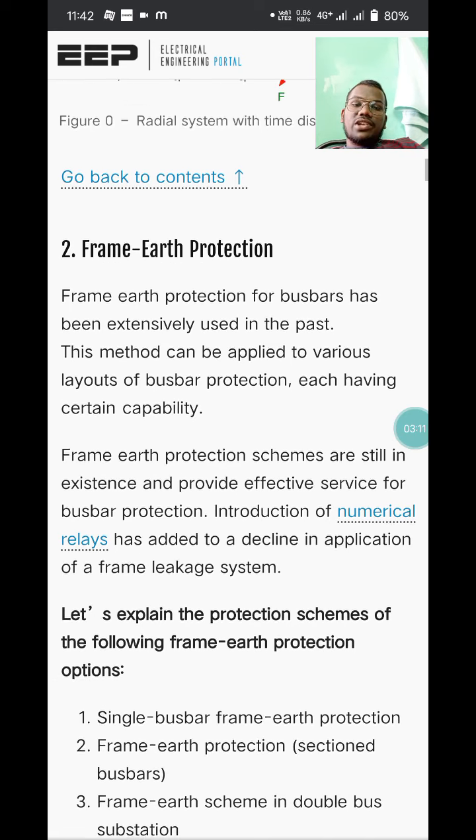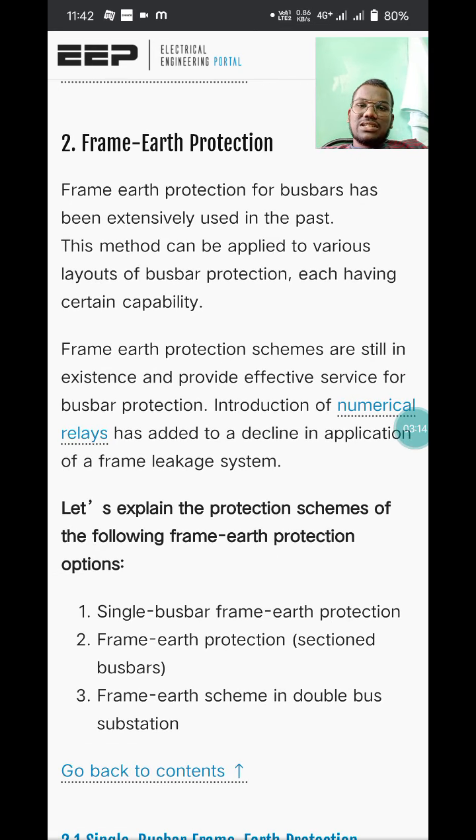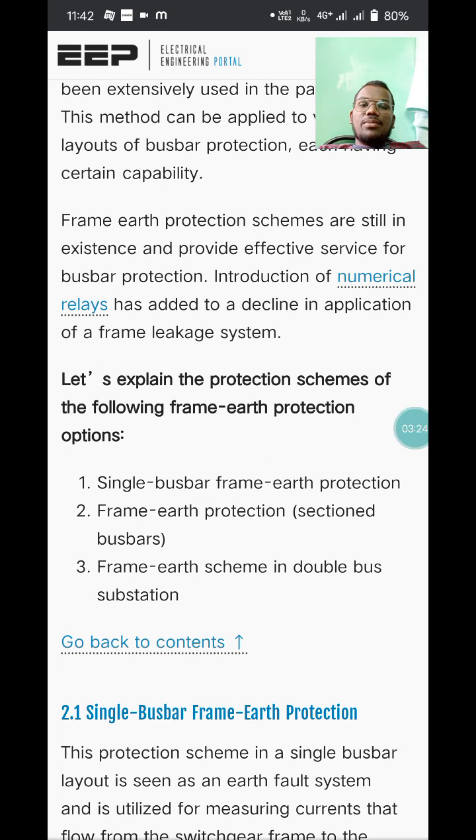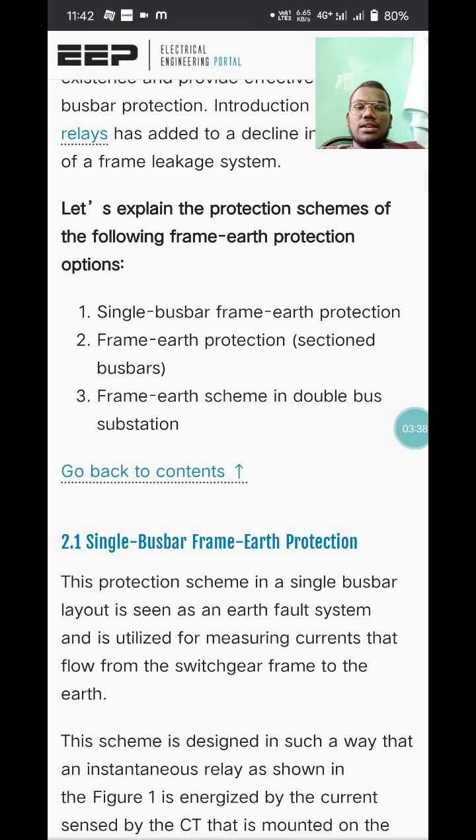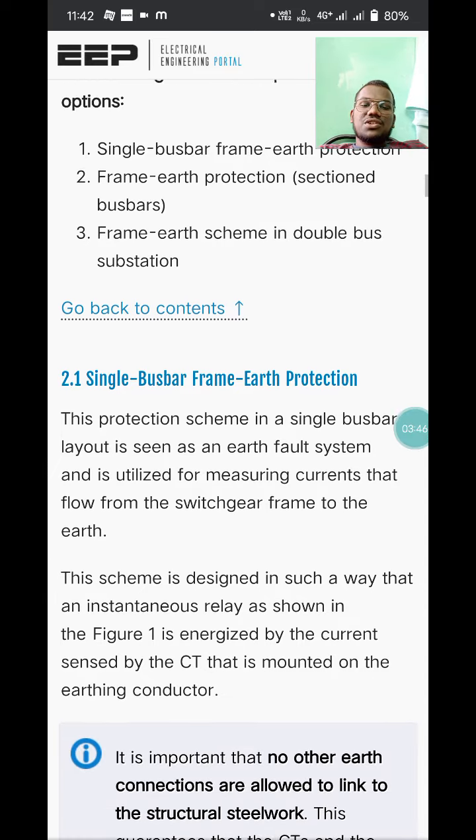Coming back to the contents, frame earth protection. Frame earth protection for busbars has been extensively used in the past. This method can be applied to various layouts of busbar protection, each having a certain capability. Frame earth protection schemes are still in existence and provide effective service for busbar protection. The introduction of numerical relays has added to the decline in application of the frame leakage system. Let's explain the protection schemes of the following frame earth protection options: single busbar frame earth protection, and frame earth scheme in double bus substations.